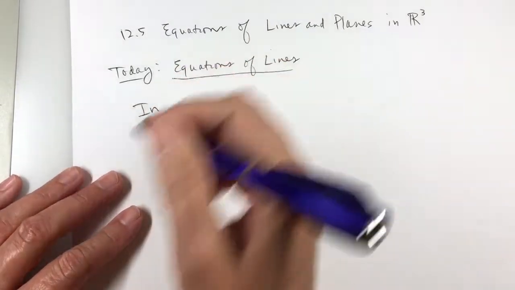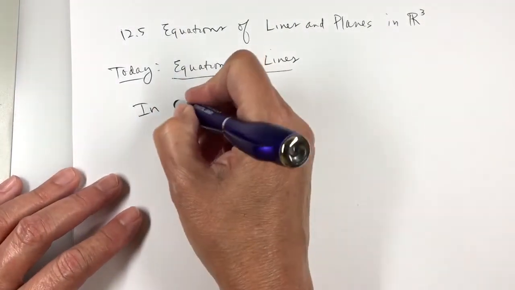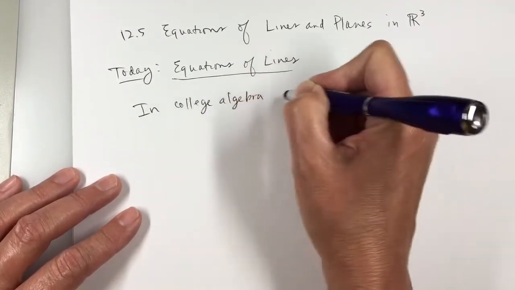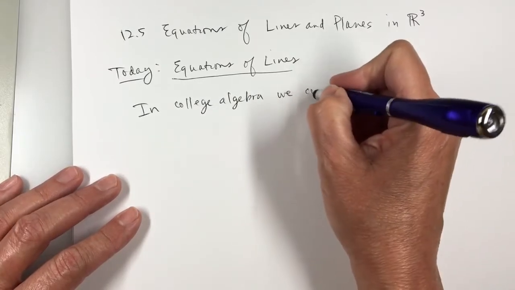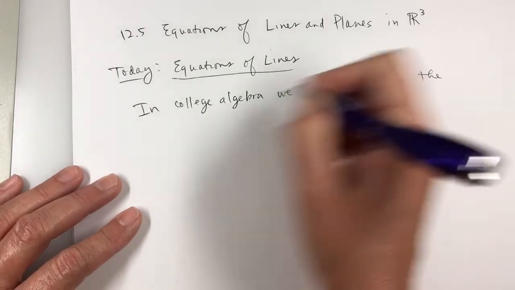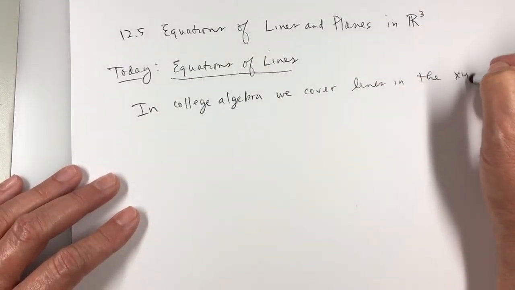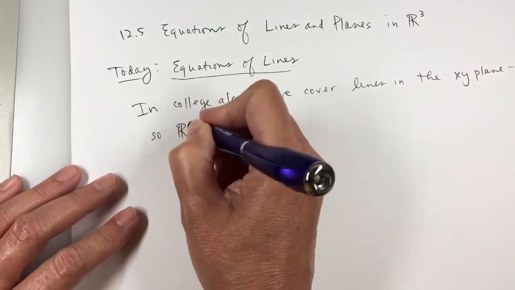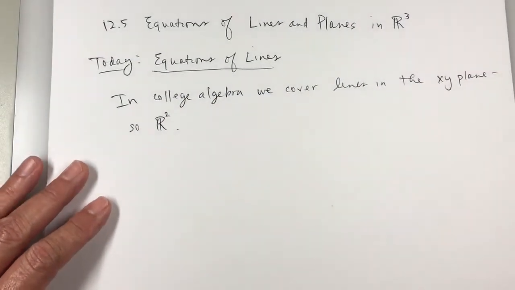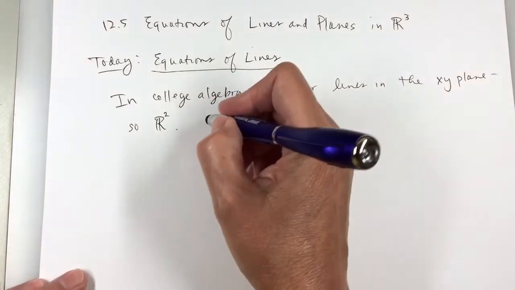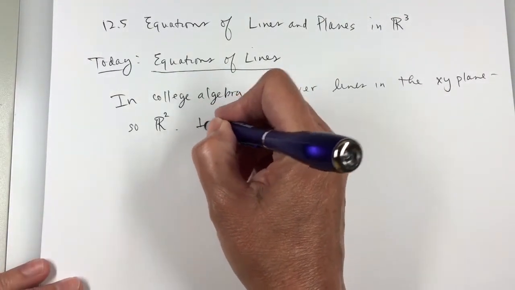So in high school algebra, college algebra, I'll put college algebra. College algebra, we cover lines in the XY plane. So in R2. And in college algebra, what did you need to determine a line? Slope, right? We need the slope.